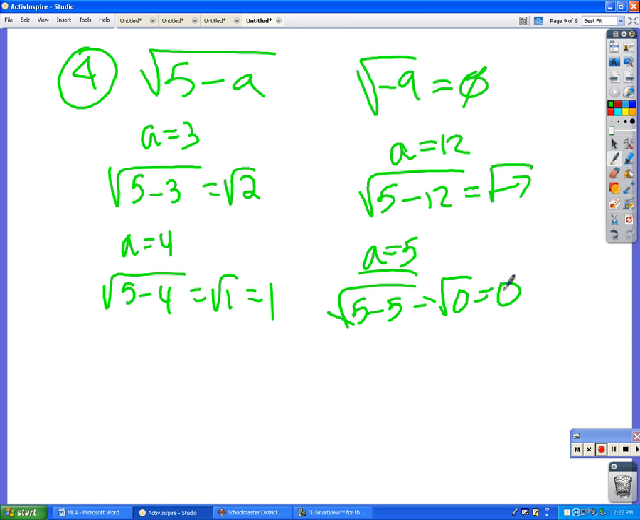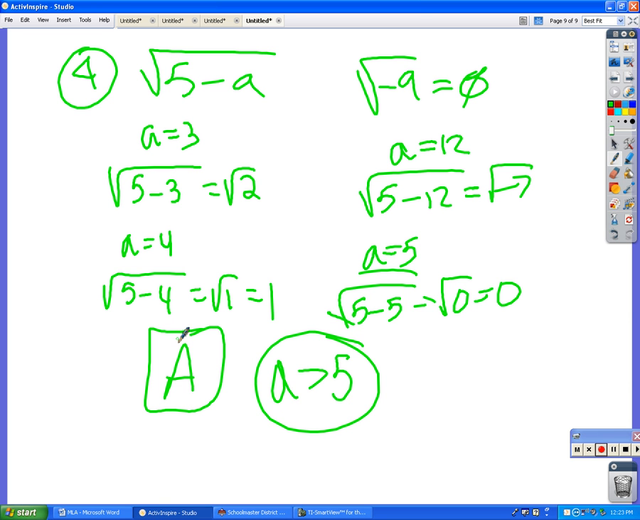Whatever. So anything where a is what? Bigger than 5. Okay, so if a is bigger than 5, then I get a non-real answer. So I need a to be less than 5. So the answer is a. If it's bigger than 5, it won't work. And so since they want a real number, then it has to be less than 5.